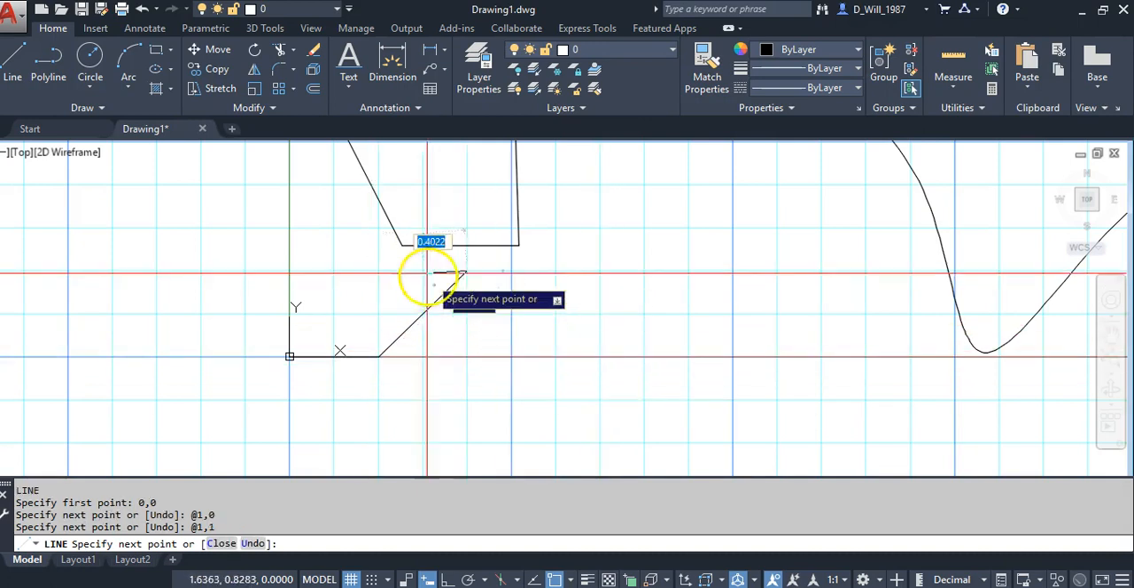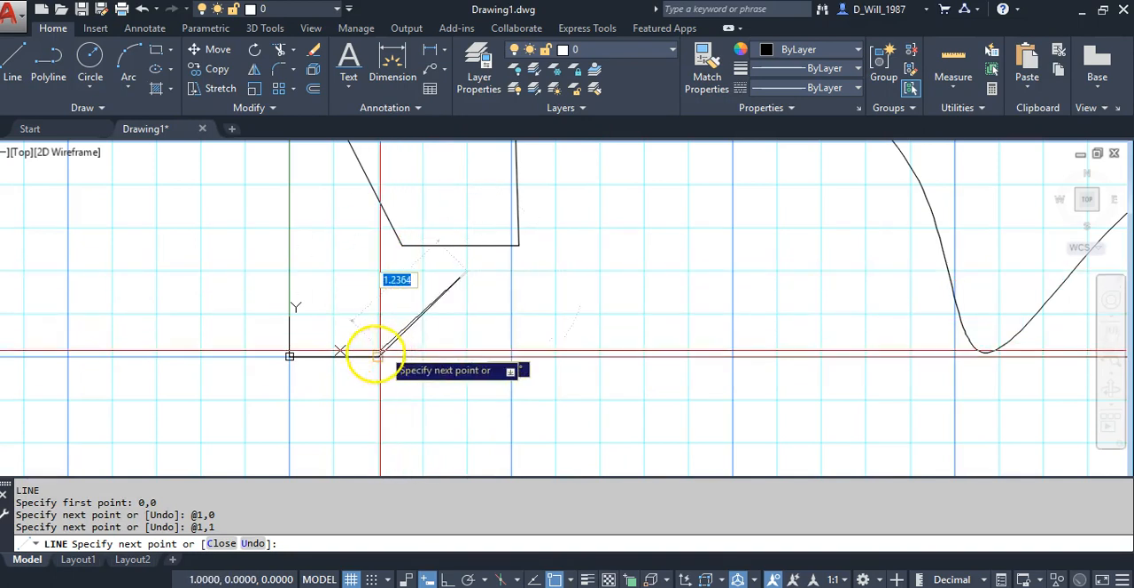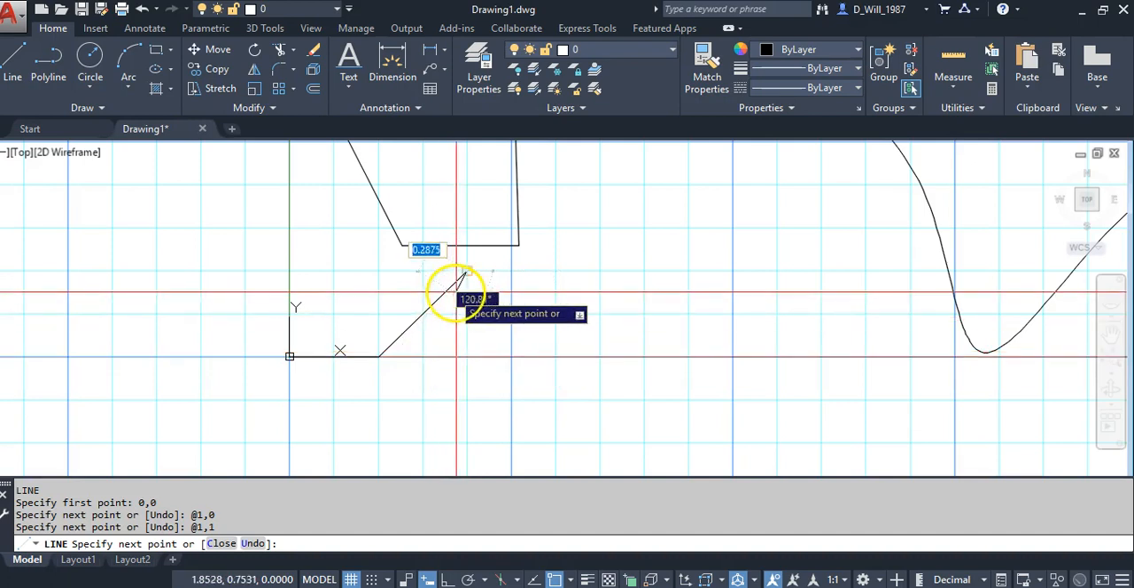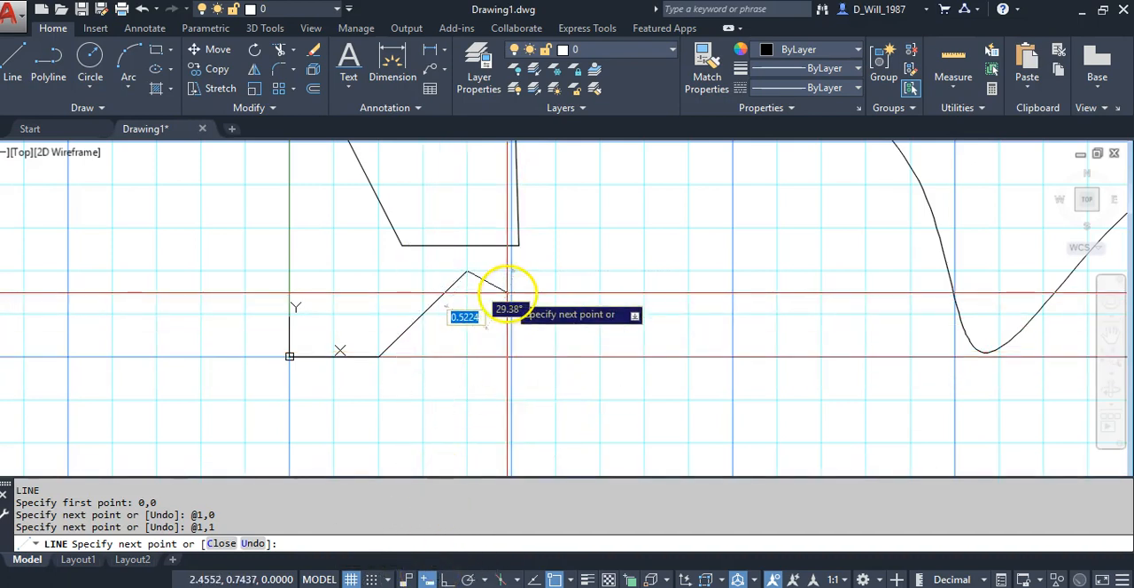You see how it didn't go here to the absolute location? It went from your last point 1 over and 1 up. So when dynamic input is on, if you type things in the way you learn in the B12 class, you're going to get relative input.